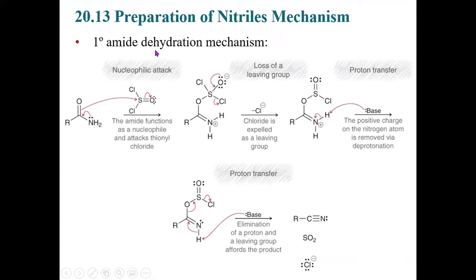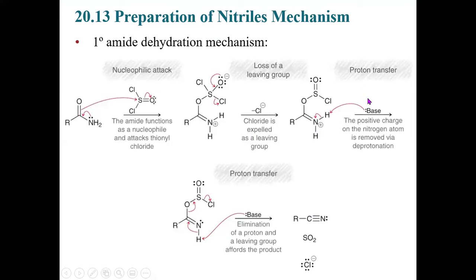The primary amide dehydration mechanism. So we have the carbonyl of the amide function as a nucleophile and attack the cyanuric chloride, producing this intermediate. Then the Cl acts as a leaving group, so we lose chloride.